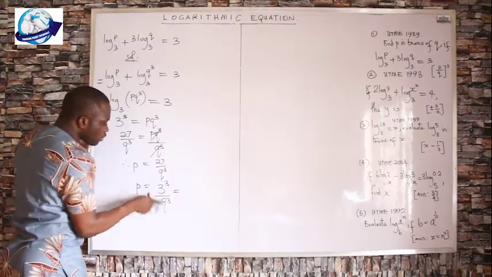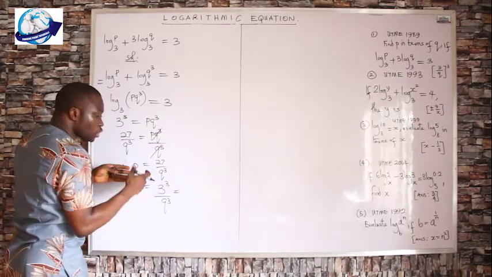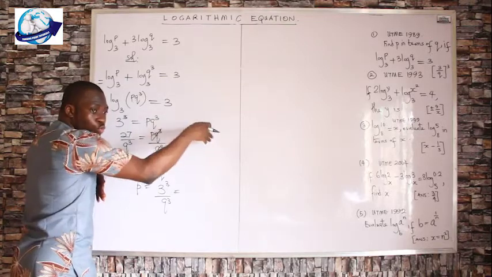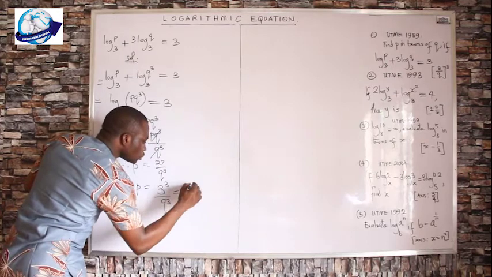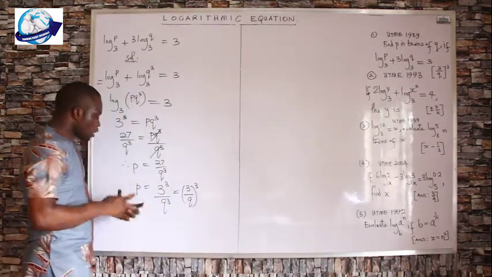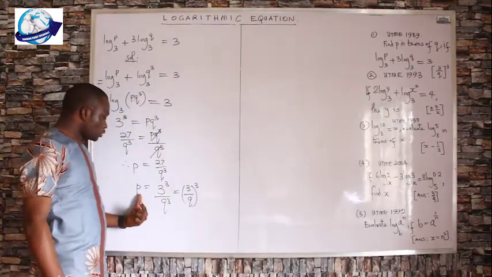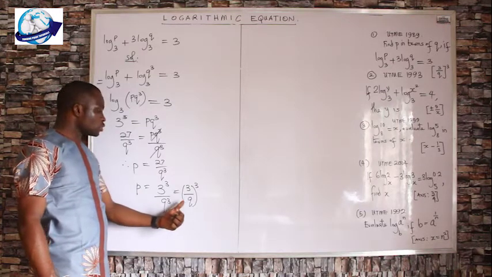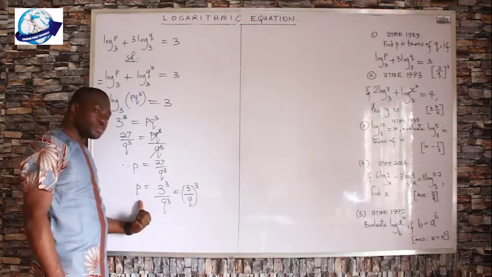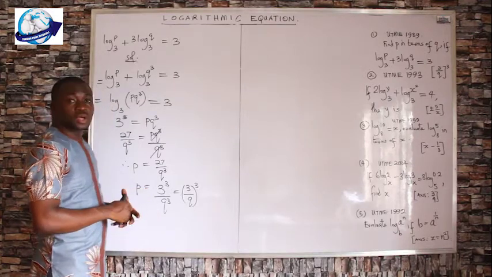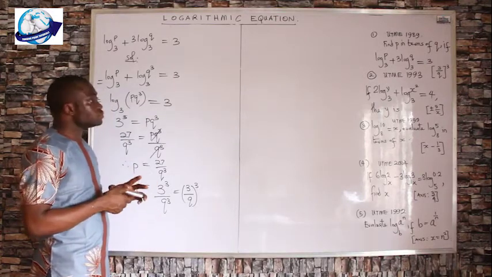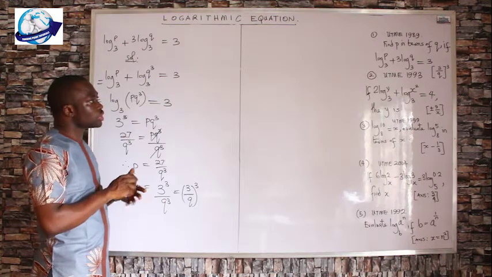Now two of them have the same power. That means you can enclose them in a bracket and put one outside. So you can see 3 all over q raised to the power 3. That's why p has now been resolved in terms of q, made subject of the formula. That's the first question we have here. I believe you are getting value. So let's quickly go to the next question.